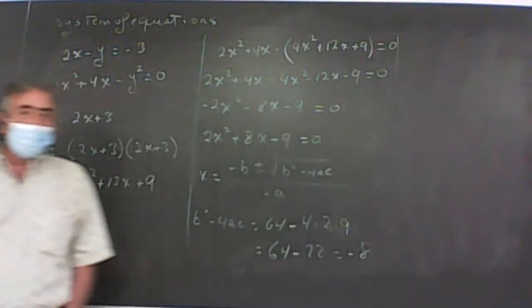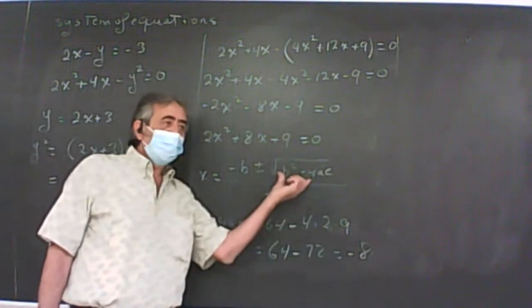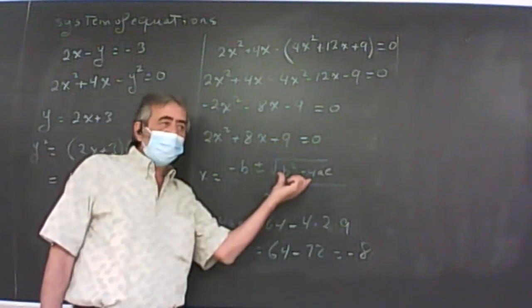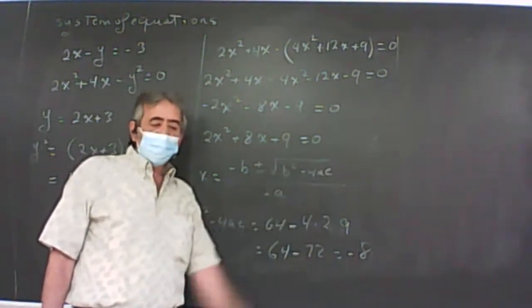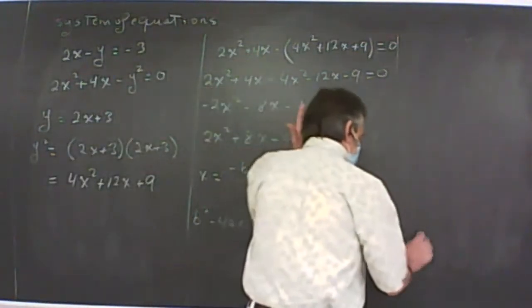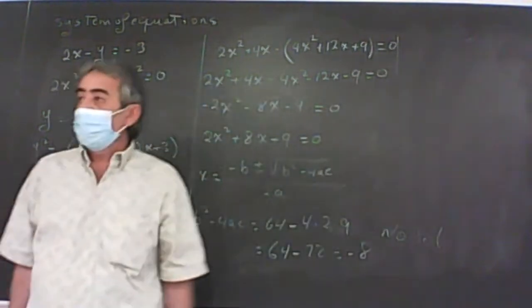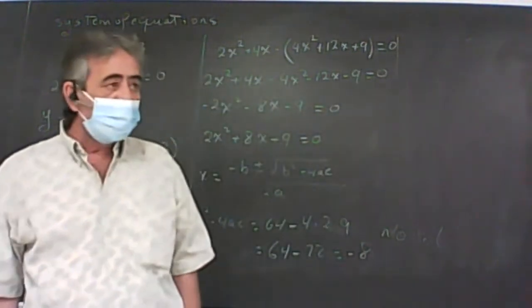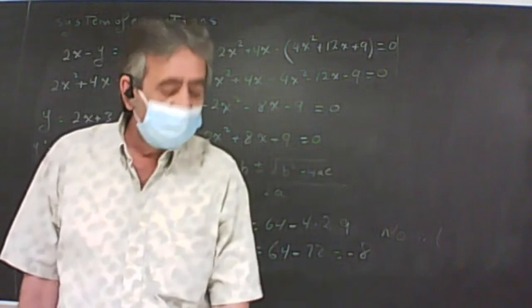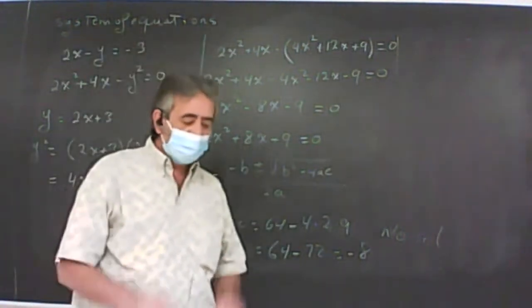64 minus 72, and that should give me negative 8. Now notice, I'm getting a negative under the square root. Is that a real number? Not a real number. No solution. It's not a real number, therefore it is no solution. We're clear on that?